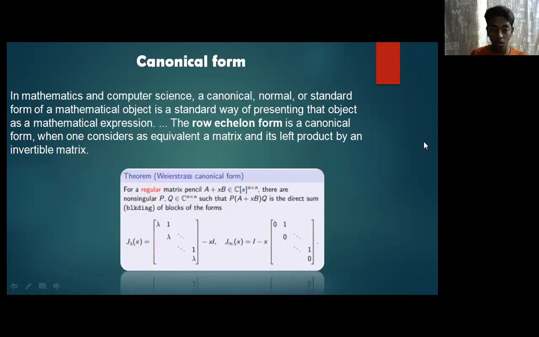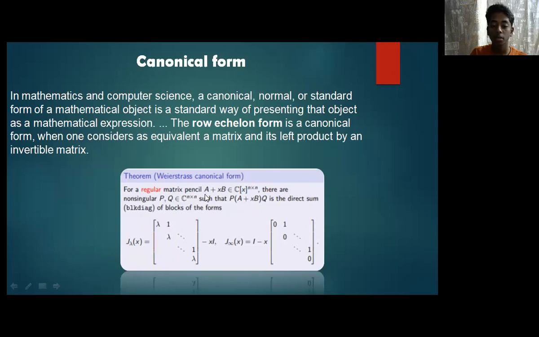What is a canonical form? In mathematics and computer science, a canonical form, or normal form, or standard form of a mathematical object is a standard way of representing the object as a mathematical expression. The row echelon form is a canonical form when one considers as equivalent a matrix and its left product by an invertible matrix. This is a simple example of a canonical form of a matrix.